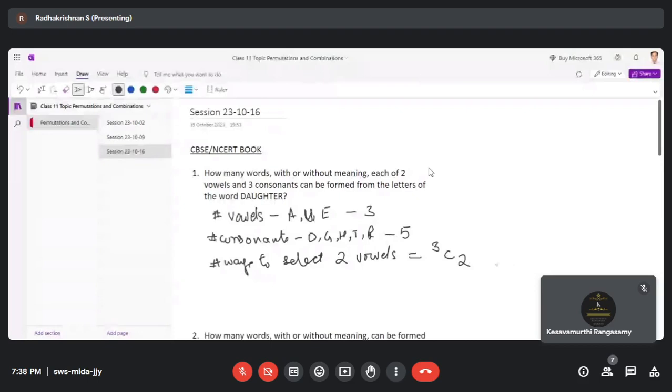So those 3 consonants. Now there are how many consonants? 5. From 5, we have to select 3.